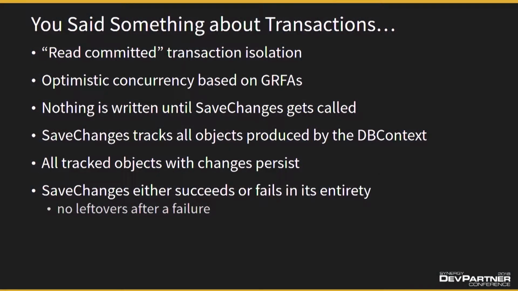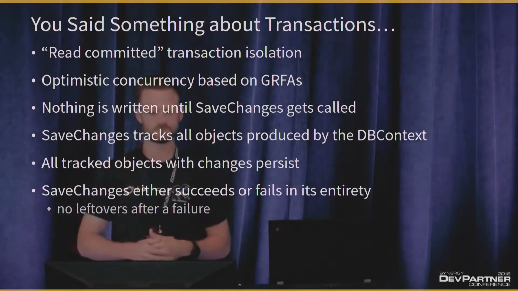But once you say save changes, it looks at all the objects that it has known about. So everything that it's tracking, all the objects that it returned, it knows about them. It knows what you've changed in them. And it produces a change set. And then it sends it to the underlying provider. And then we store it. So save changes either succeeds or fails in its entirety.